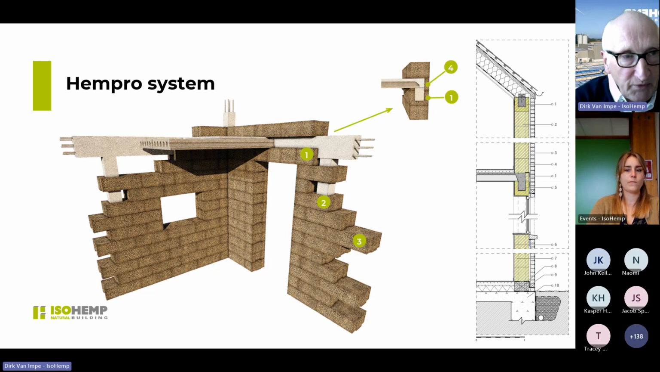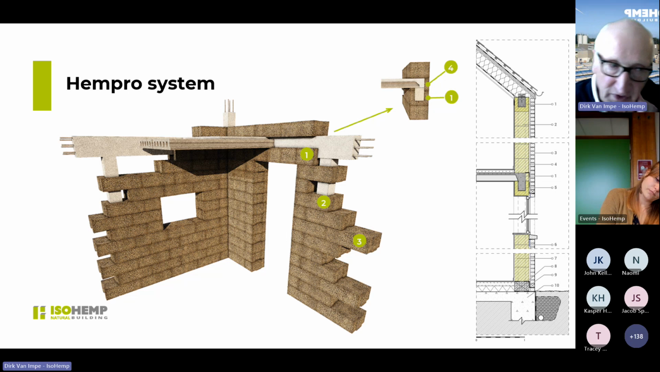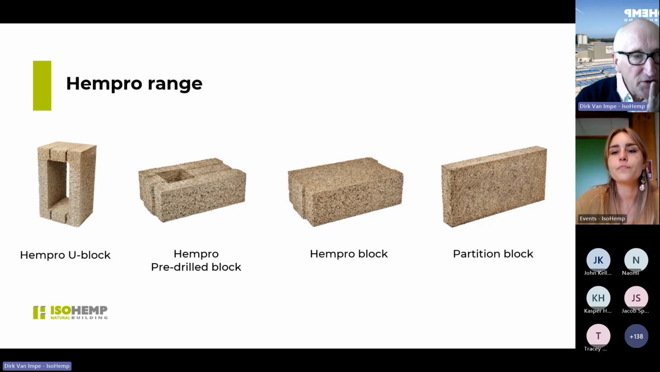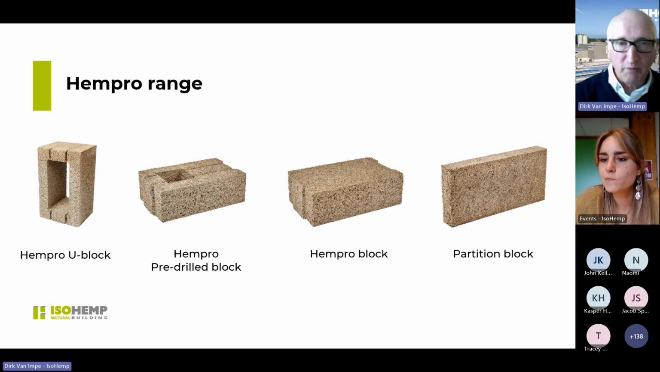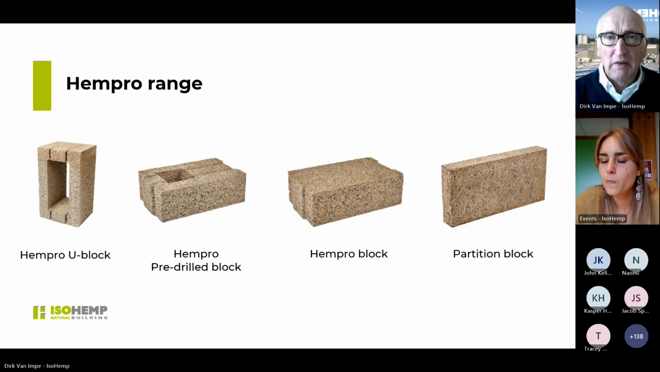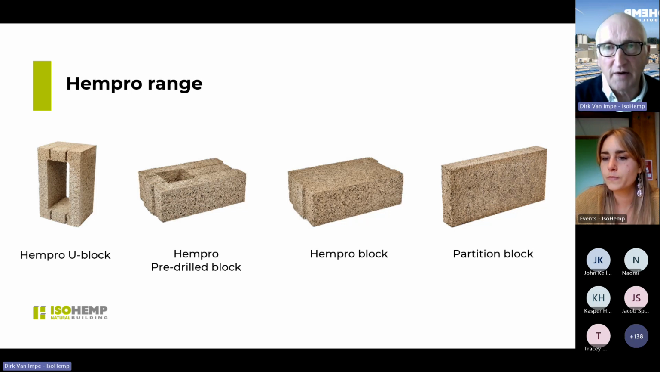So that's why we developed the Hempro system, because that skeleton can be wood or concrete or steel. And if you want to use concrete as a skeleton in the post and beam, then we have developed the Hempro system. It consists of a range of adapted blocks. So this is the U block, the pre-drilled block, the Hempro, and the full block, just for the self-supporting part of the skeleton. And the partition block, this can be useful to hire a beam.